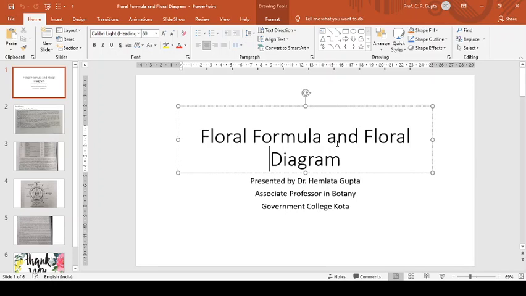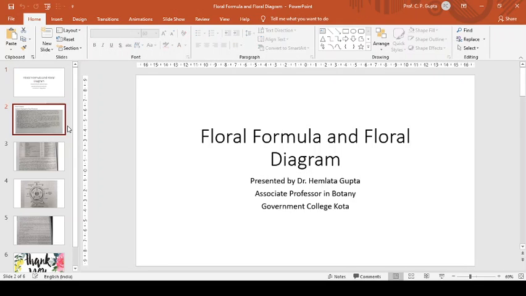Actually, the floral formula is a method of summarizing the characters of a flower by a kind of shorthand notation that exposes the essential facts. It describes the floral morphology of angiosperms with the aid of certain standard symbols. These symbols, when combined, constitute the so-called floral formula for a particular flower. So this is the introduction of floral formula.